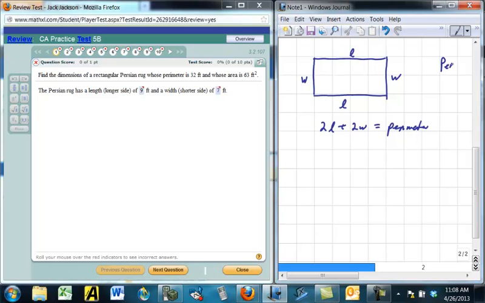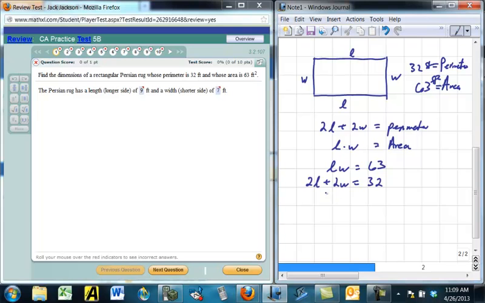But we know that the perimeter is 32 feet. So we have 2L plus 2W equals 32. So there's one equation. And we also know the area is length times width. But we also know the area is 63 square feet. So we got length times width is 63. So we can solve for these two sides.